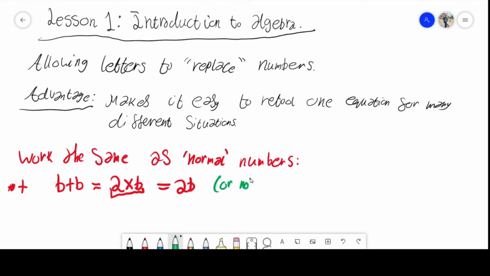Or not 2B? That is the question. Where are my Shakespearean friends at?